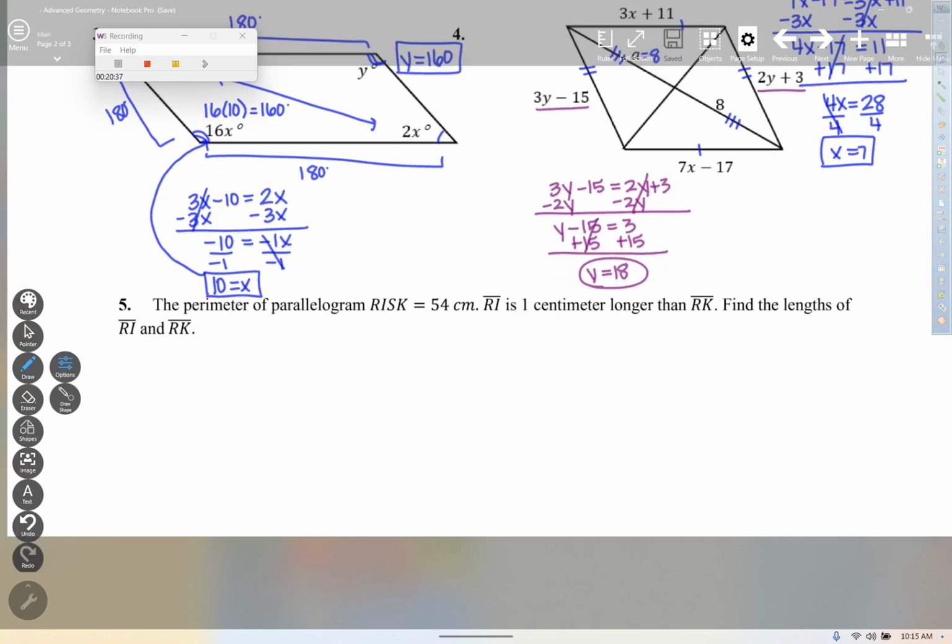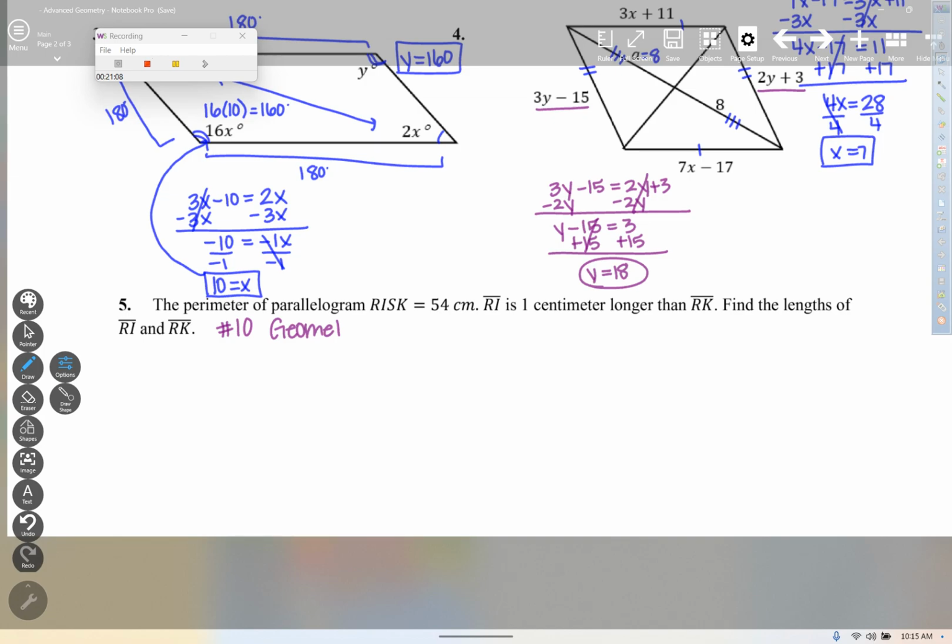Yay! The perimeter of the parallelogram RISK, R-I-S-K, is equal to 54 centimeters. Segment RI is 1 centimeter longer than segment RK. Find the lengths of segment RI and segment RK. This one is a bit of a story problem, so it's a bit more complicated, but I think we can do it together. The important thing is that the parallelogram is number 10 on our geometer.